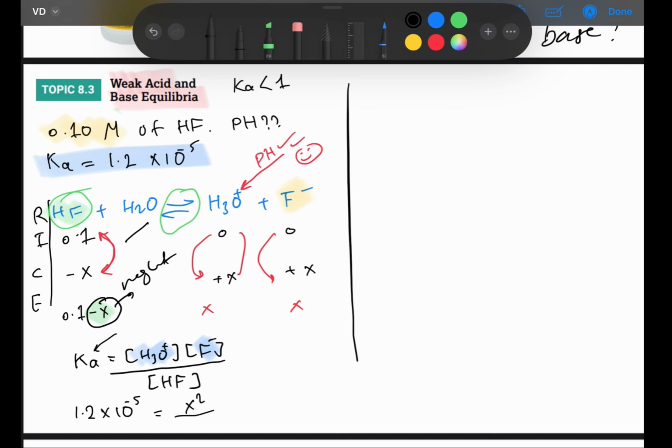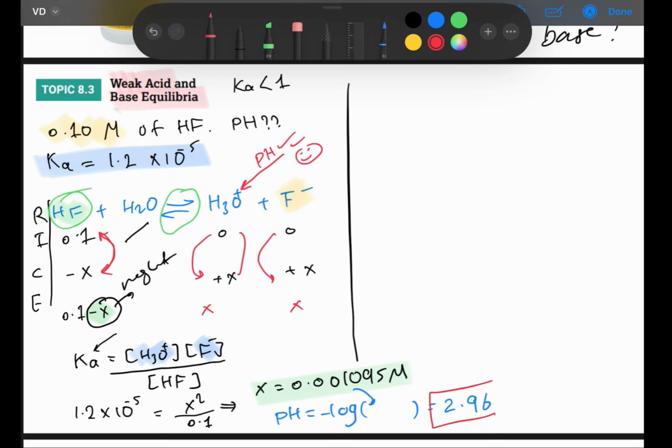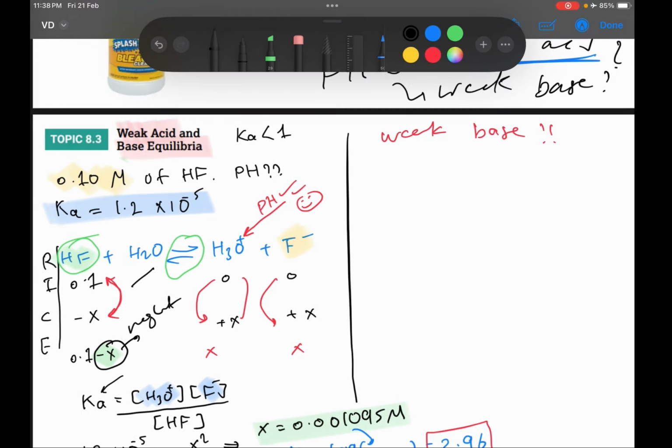And so we just put the value of 0.1 down below. And if you just apply some algebra, if you take the negative log of the concentration of H3O plus, you will end up with a pH of 2.96. So this is the pH of a weak acid. You can see that the pH actually is not that low, and this tells me that this is a weak acid for sure. Now let's take almost the same numbers for a weak base.